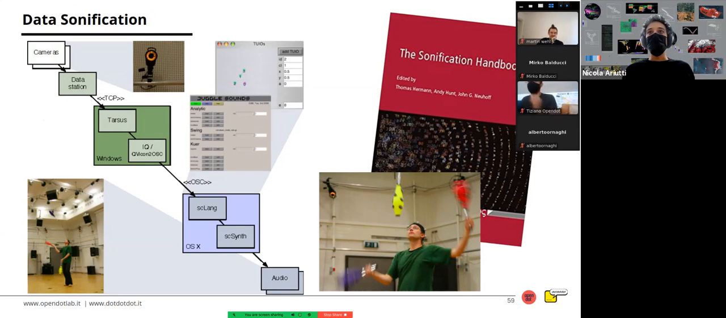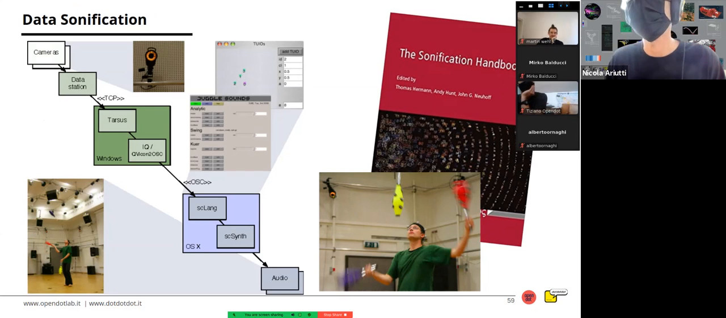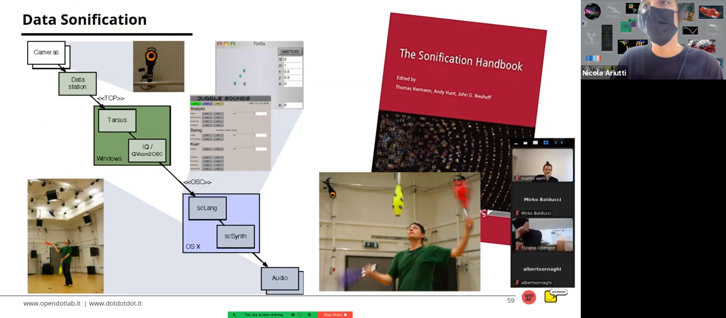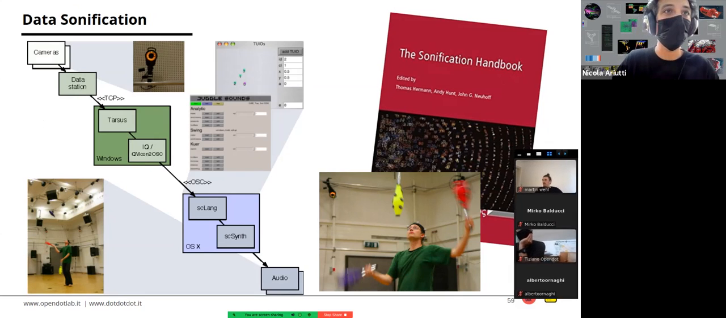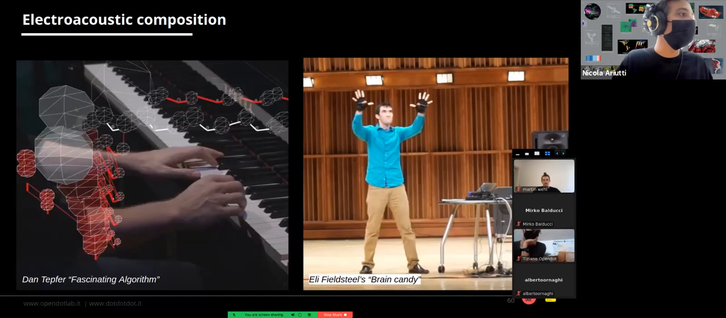SuperCollider is used in many fields. The one we are interested in today is data sonification. Here you can also see an image from the cover of the book about data sonification, the Sonification Handbook, which is very interesting. But SuperCollider can be used in many other fields. Of course we have data sonification, but we can use it in places like electroacoustic compositions.